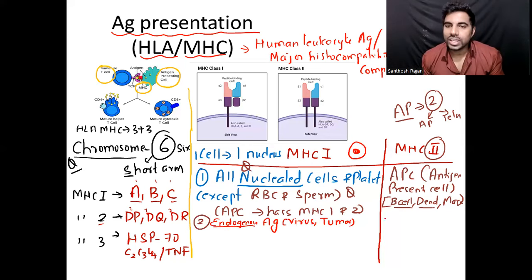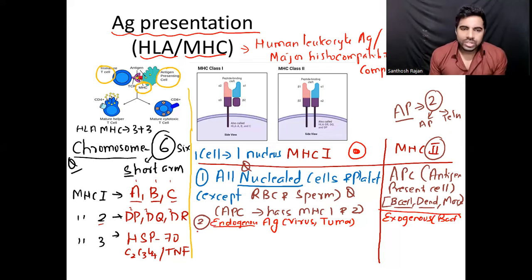When you talk about MHC2, it is exogenous, the opposite. Exogenous means bacteria or anything that comes from outside. And the third important thing is, again, the nucleus is inside the cell, and inside the cell is the cytoplasm.